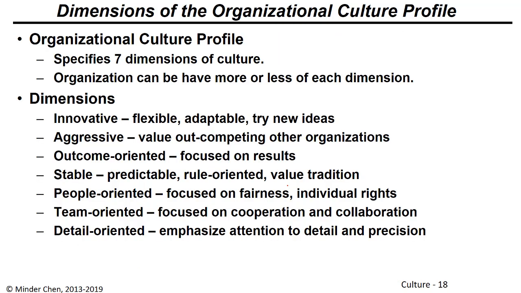Next is what we call the dimensions of organizational culture profiled. There are seven dimensions of culture, and an organization can have more or less of each dimension. These dimensions are innovative, aggressive, outcome-oriented, stable, people-oriented, team-oriented, and detail-oriented. And here's a brief definition for each one of them.